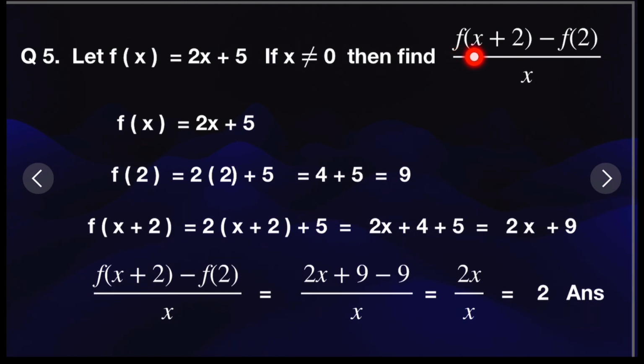You need f(x plus 2). So put the value of x as x plus 2 in this equation. Put here x plus 2. So 2 into x plus 2 plus 5, evaluate, you will get this. That's all. Now you take this expression. Substitute these values which you found, 2x plus 9 minus 9 upon x. So this will get cancelled, 2x upon x is equal to 2 is the answer.